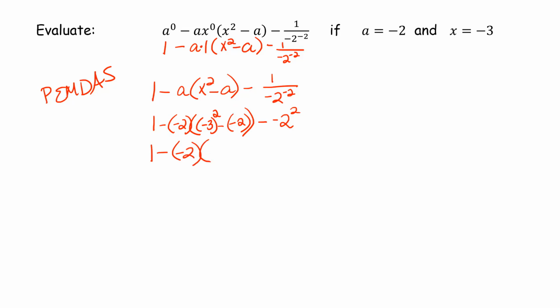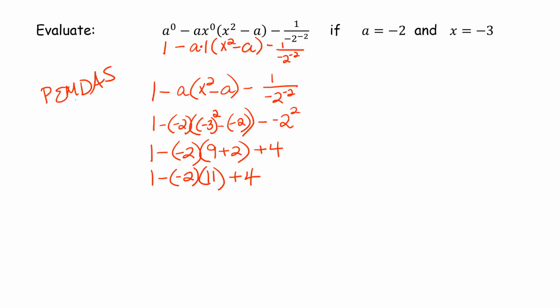So negative 3 squared, when the negative 3 is in the parentheses and the square is outside, that means negative 3 times negative 3, which is positive 9. And then minus negative 2 is positive 2. And then I'm subtracting a negative, so that is going to be adding a positive, which is 4. 2 squared is 4. Now I am going to multiply that negative 2 by the stuff in the parentheses, which is 11. And then I have 4.